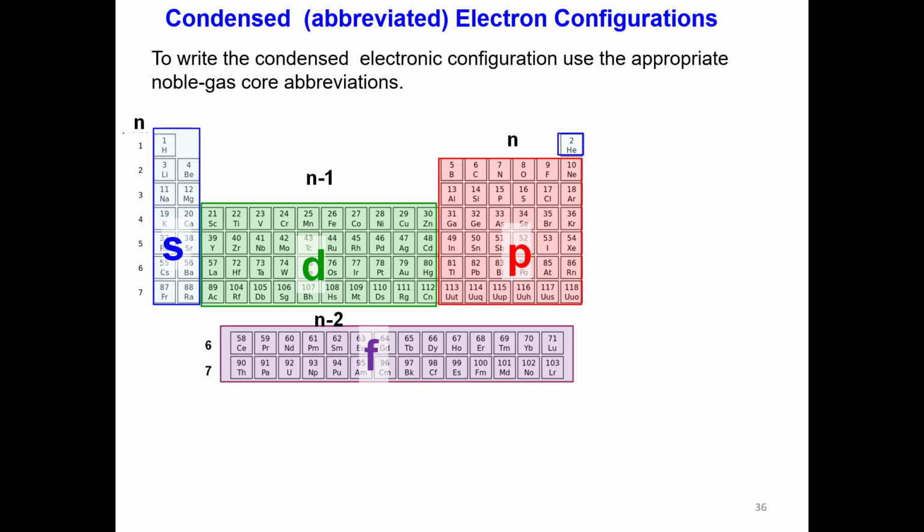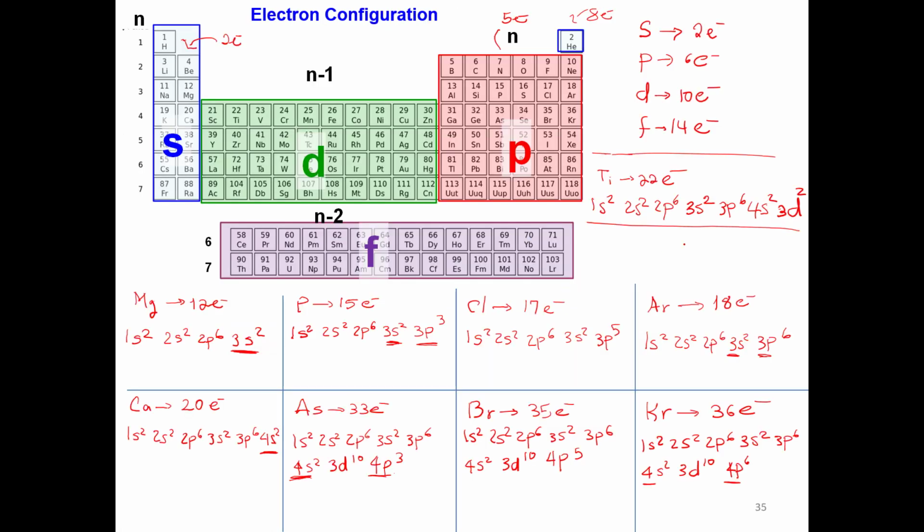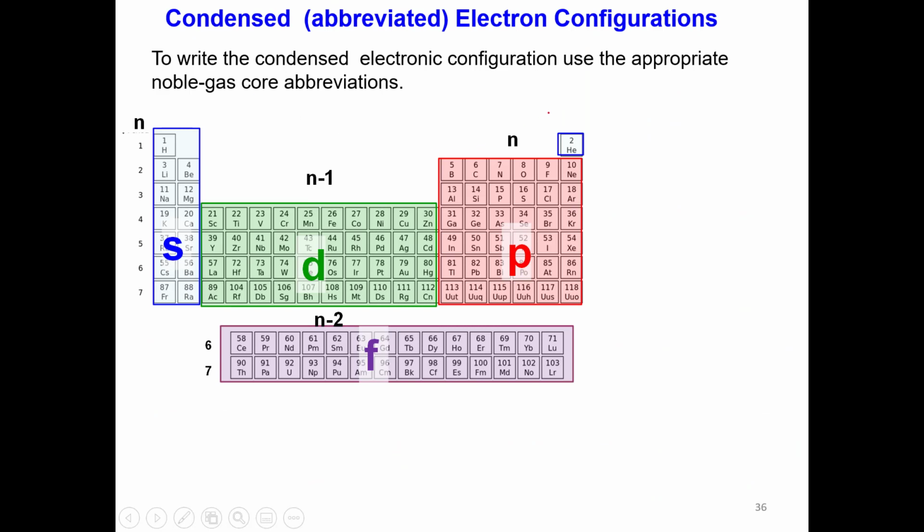To write in condensed form, the reference we always use is this group, which is called the noble gases. We use this group as reference because they are stable. When they have 8 electrons in the last shell, they are very stable. They don't want to combine with any other element. As they are very stable, they don't need to combine with any other element to be stable. So the noble gases are what we use as reference to write the condensed electronic configuration.